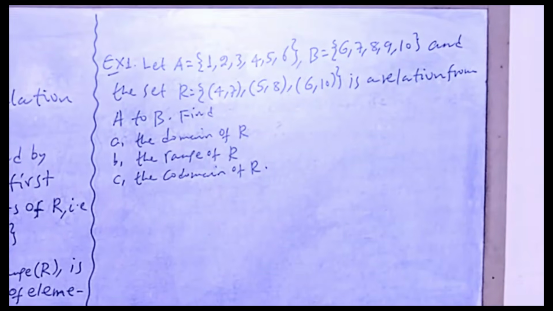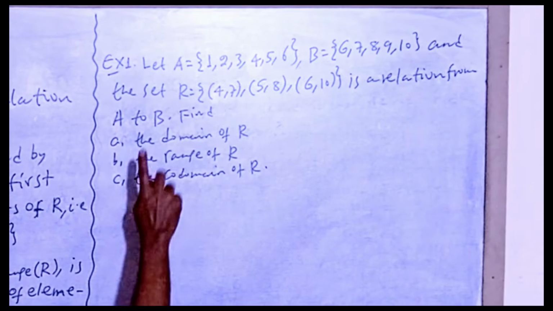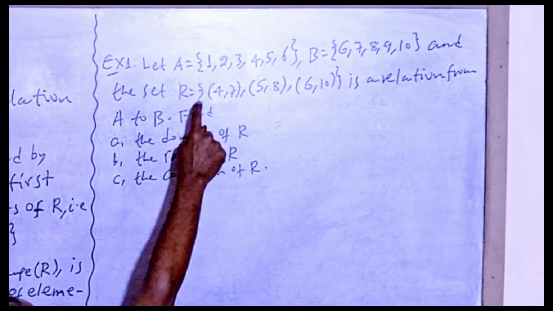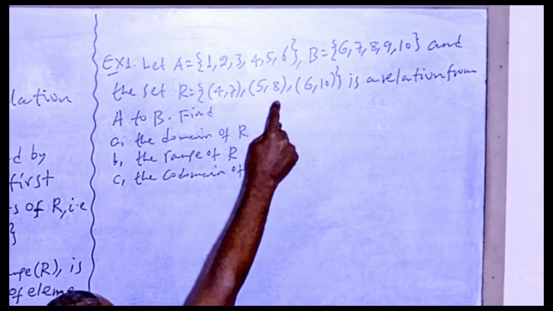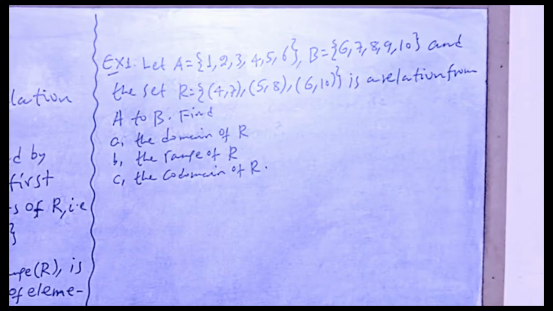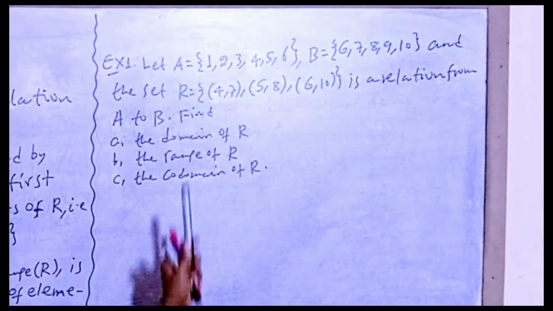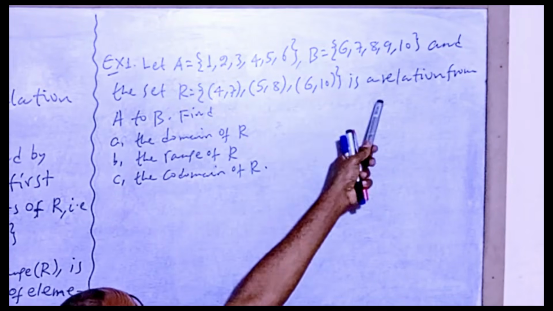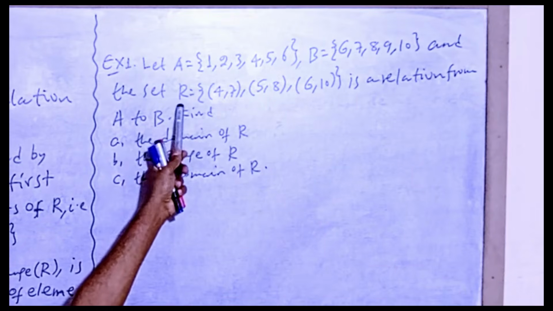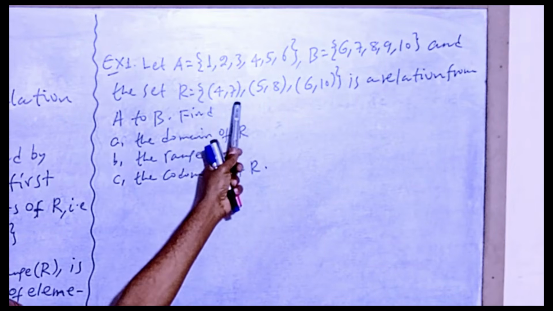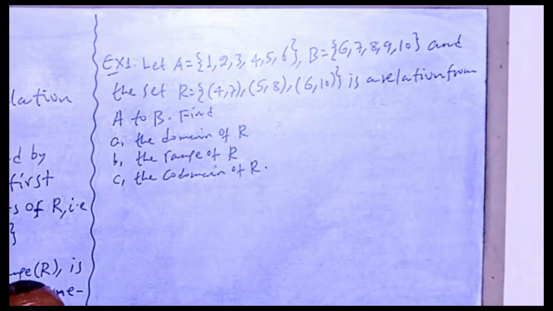Okay, let's see an example. Let A be the set containing 1, 2, 3, 4, 5, 6 and B be the set containing 6, 7, 8, 9, 10, and the relation R is the set containing (4, 7), (5, 8) and (6, 10), a relation from set A to set B. The relation is now defined. It gave me set A and set B, and the relation R is defined in this case.